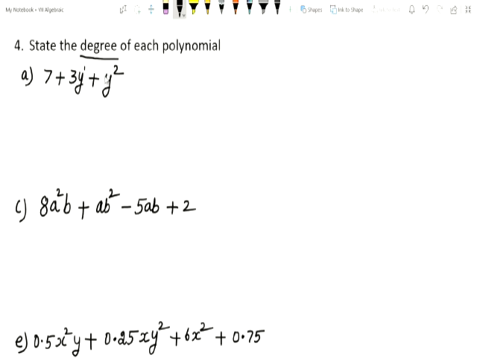Okay. In this, which is the greatest number children? 2 is the greatest number. So the degree of the polynomial is 2. So the degree equal to 2. What is degree? The highest power of the variable. Here the highest power is 2. So the degree is 2. Okay children. Let's see the next question.